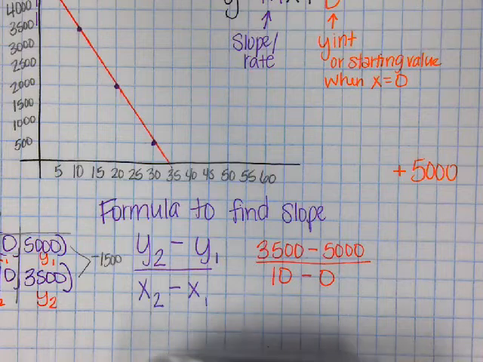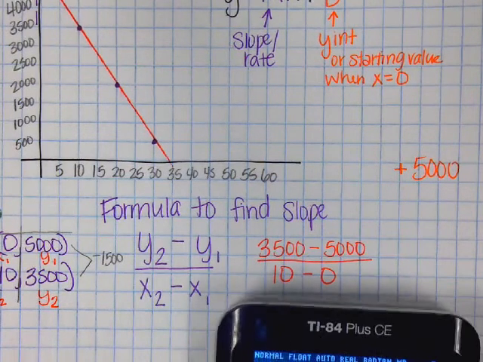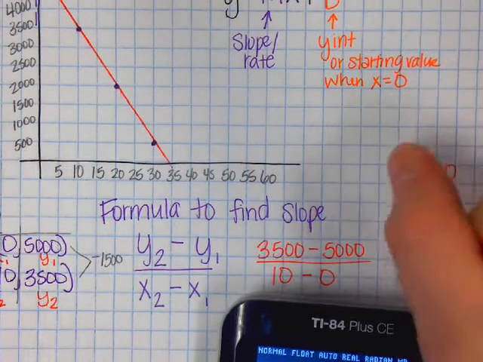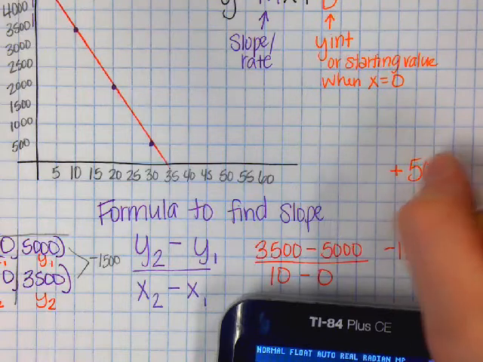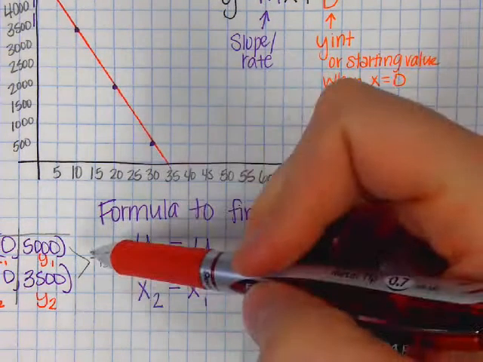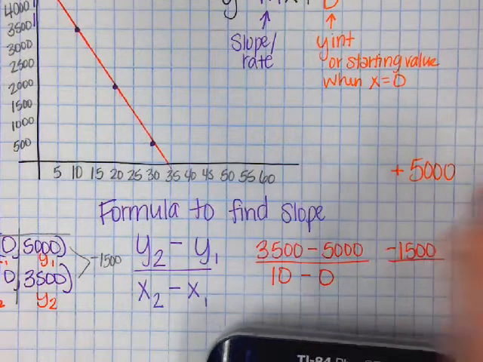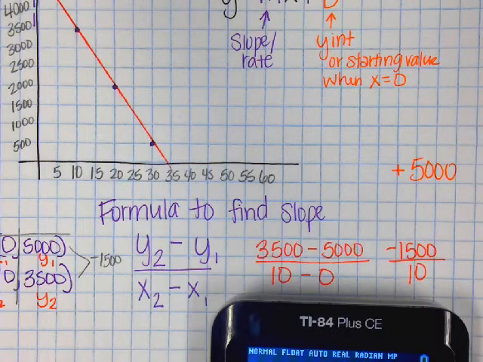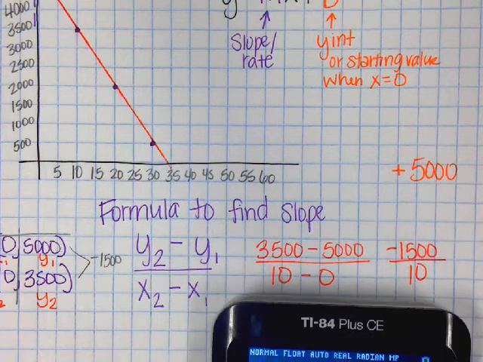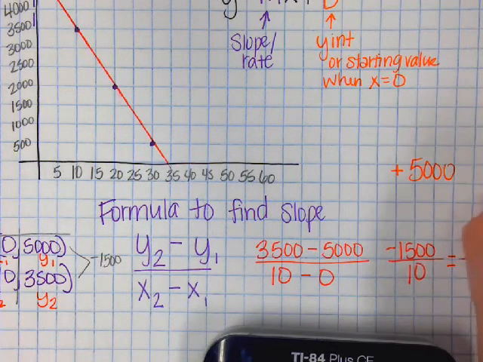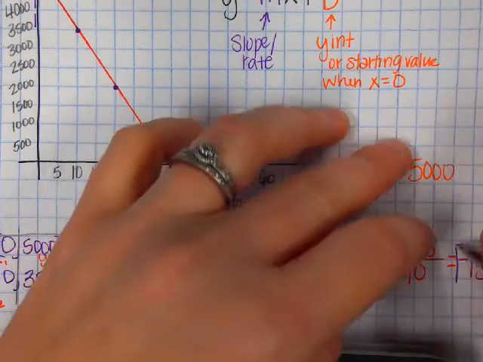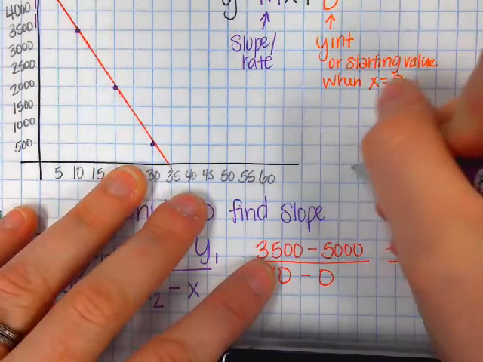Okay, now type that in your calculator if you can't do it in your head. 3,500 minus 5,000 is negative 1,500, which is what I said just a second ago on this table. And divide by 10 minus 0, which is just 10. So we would take negative 1,500 and divide by 10. So it's negative 150. So this is our slope.